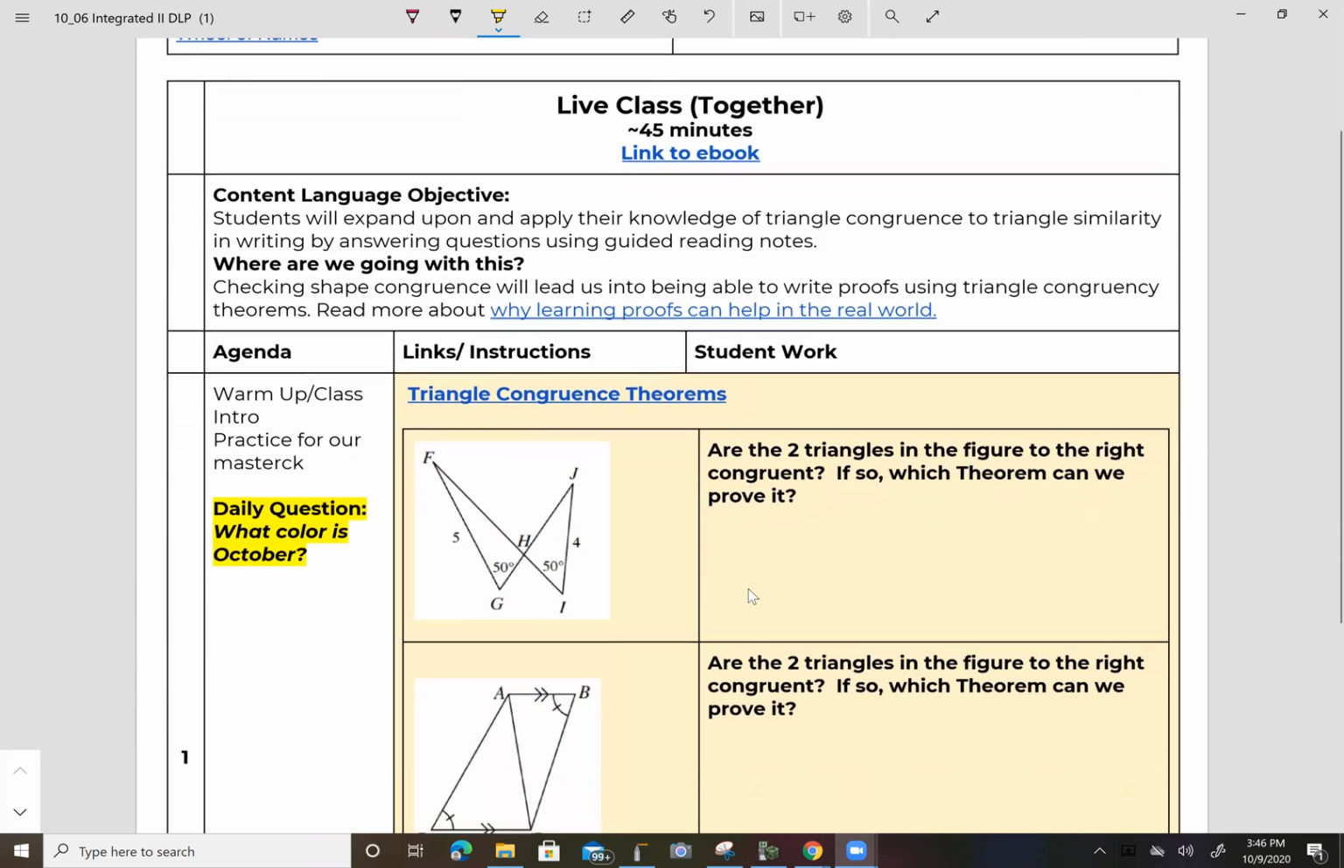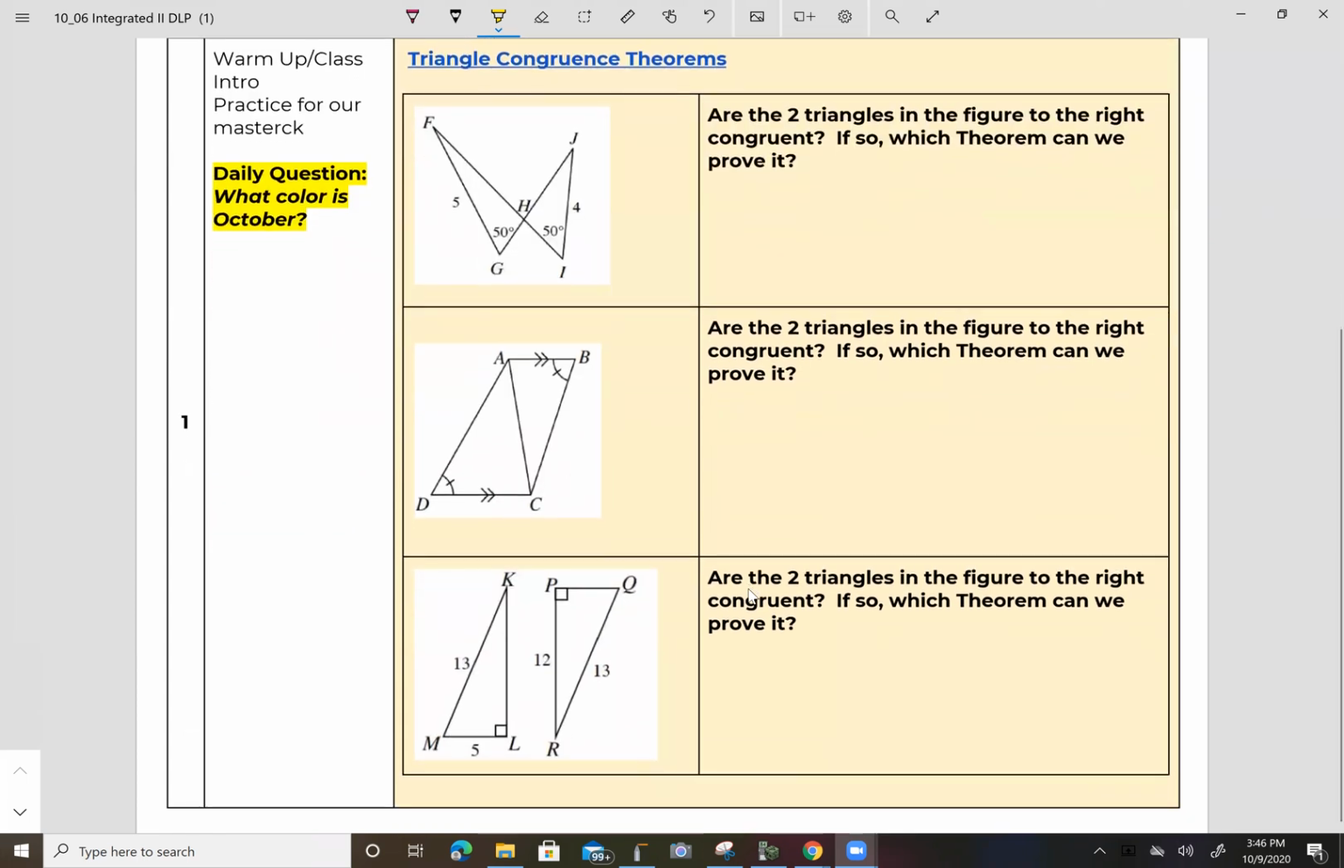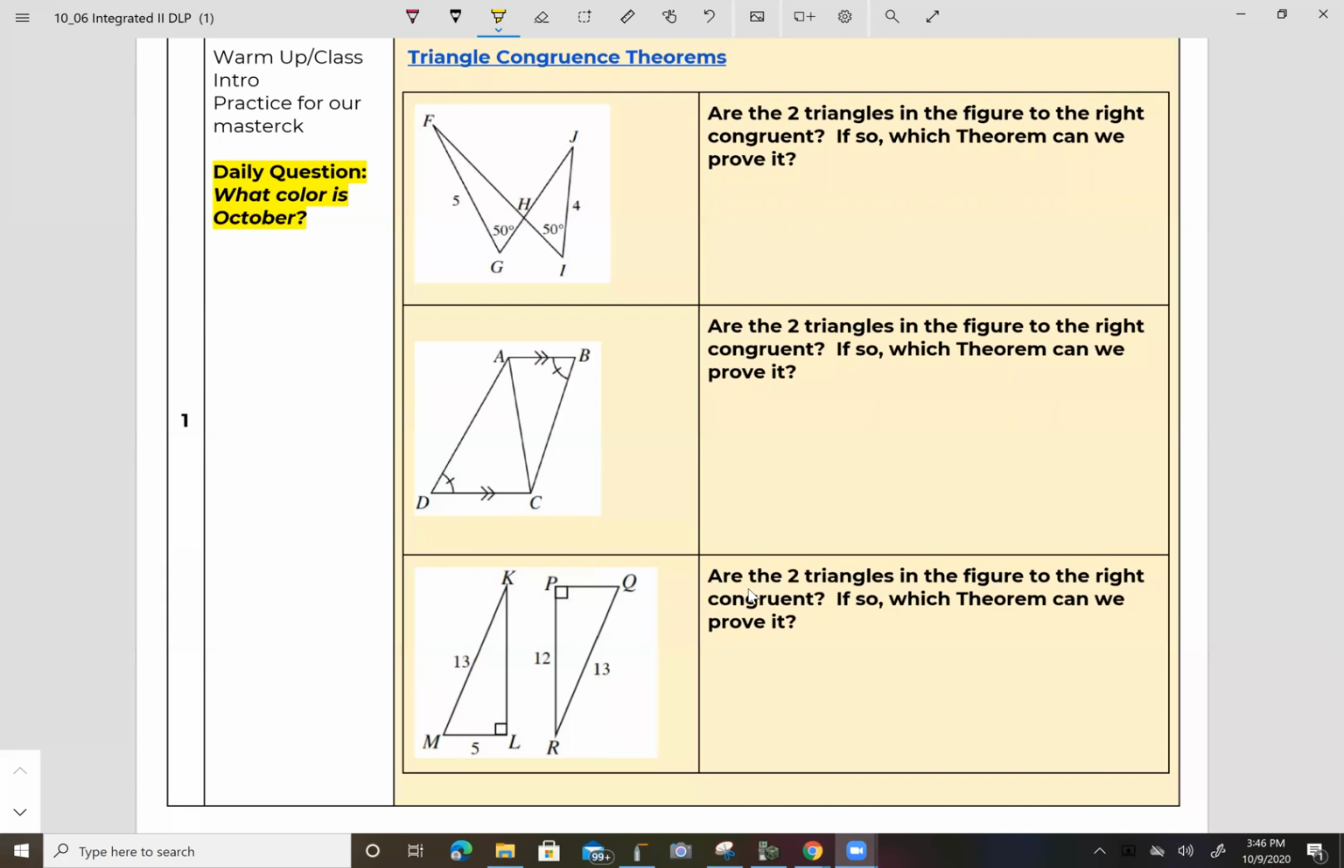Our content language: students will expand upon and apply their knowledge of triangle congruence to triangle similarity in writing by answering questions using guided reading notes. So first of all, we had a few practice problems happening.